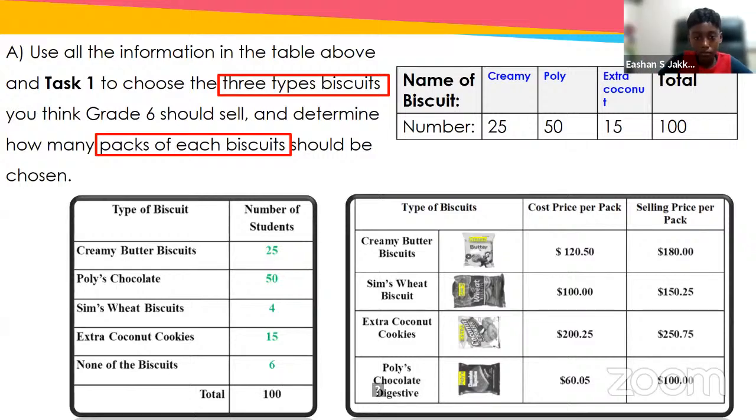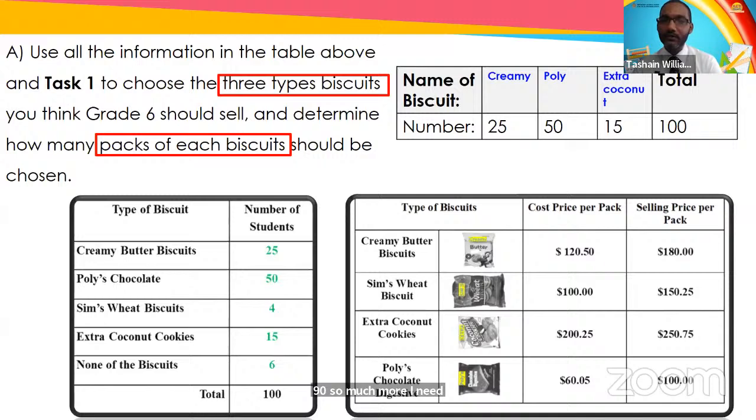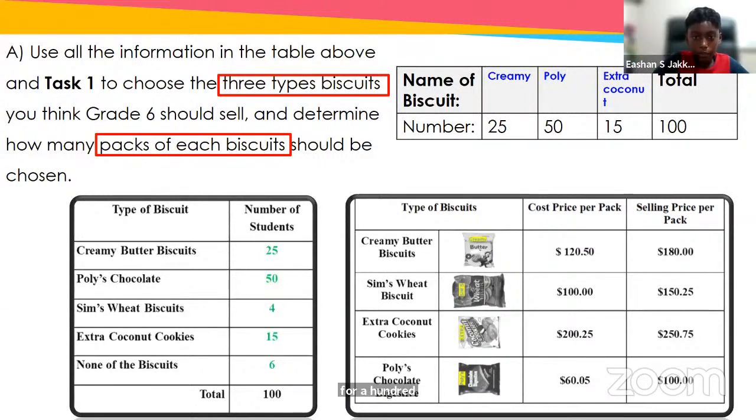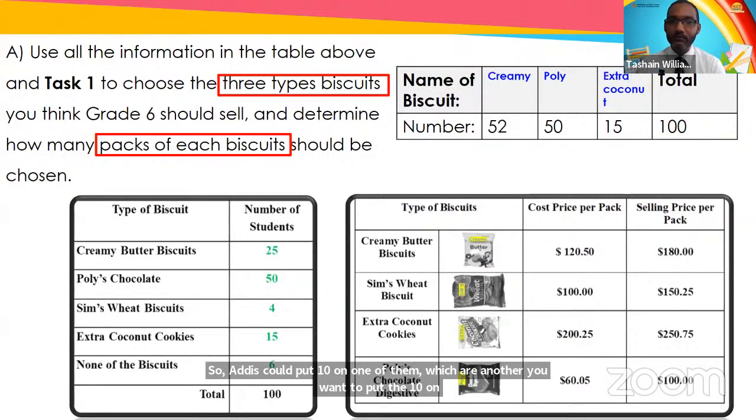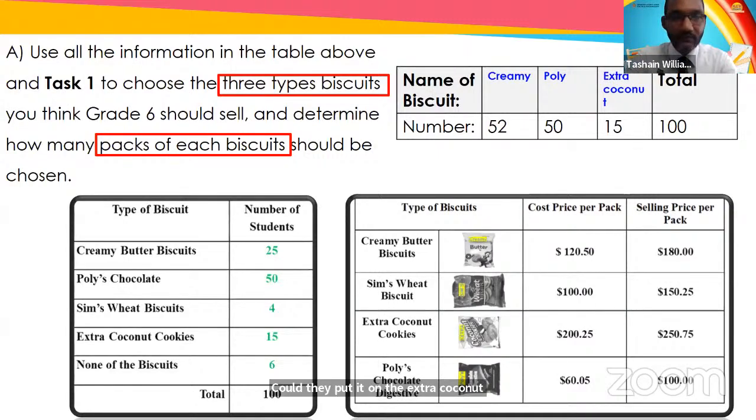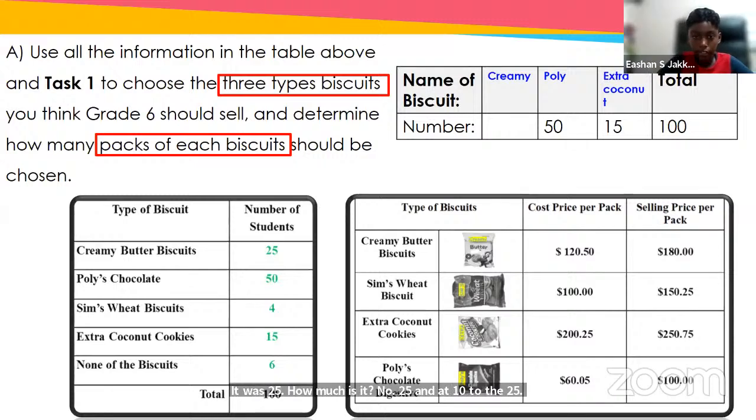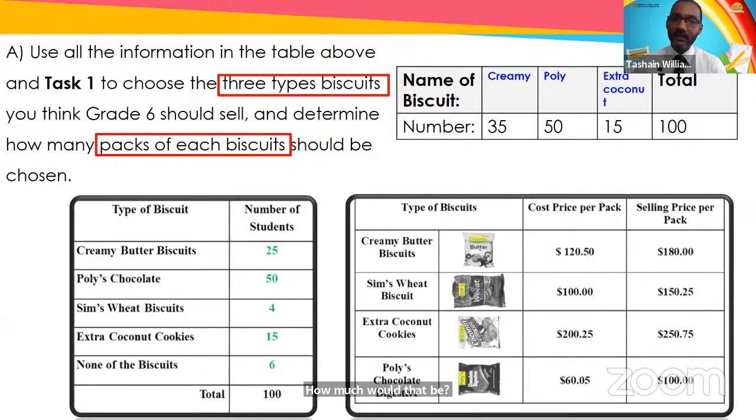So how much more I need for 100? 10. So I just could put 10 on one of them. Which one of them you want to put the 10 on? Could we put it on the extra coconut? So how much would that be now? It was 25. If I erase the 25 and add 10 to the 25, how much would that be? 35. So let's try the numbers again and see if they add up to 100. So what is 35 plus 50? 85, sir. 85 plus 15. 100. All right. Excellent. Excellently done.